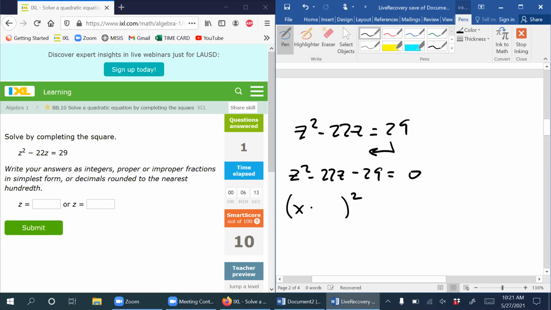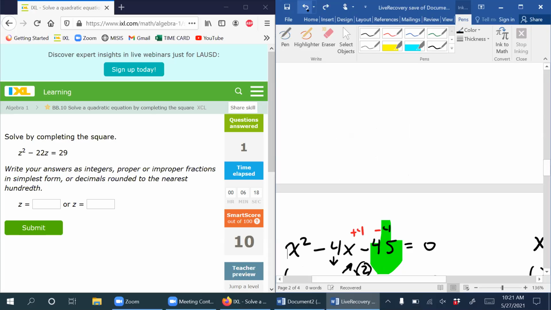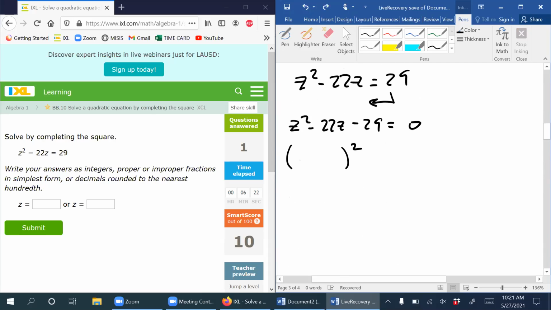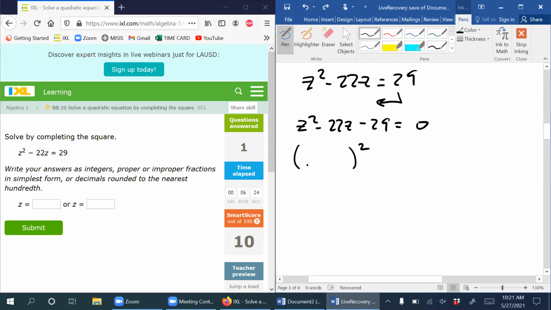22 divided by 2 is 11. So z minus 11 squared. And then the square of 11 is plus 121, minus 121. Okay, we combine those to become negative 150.